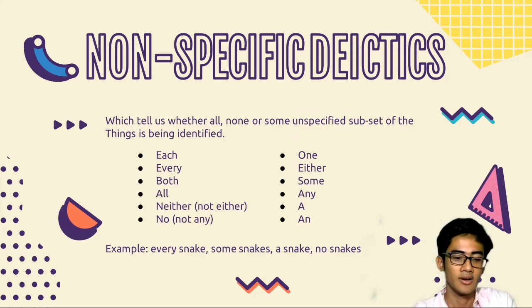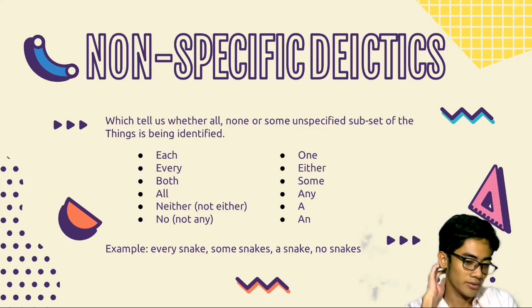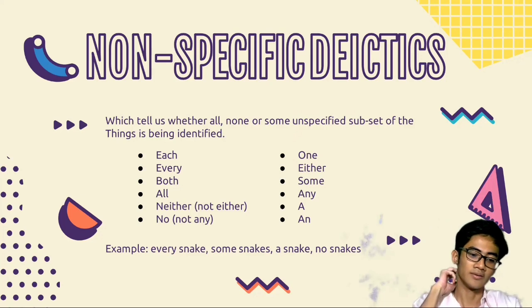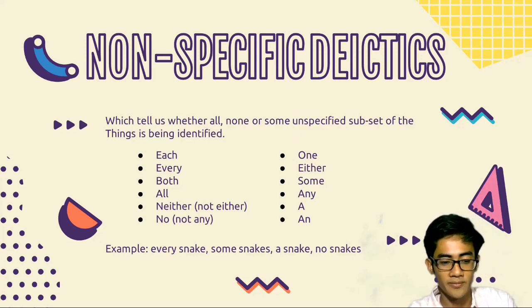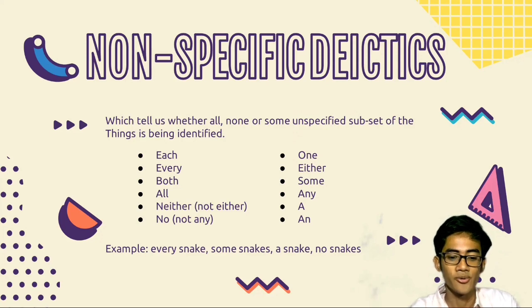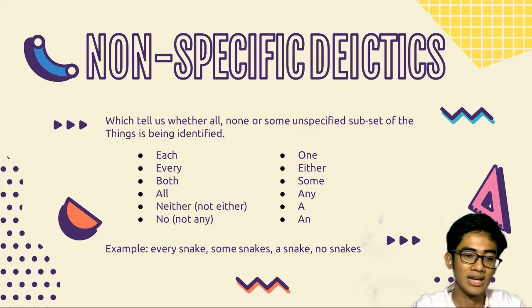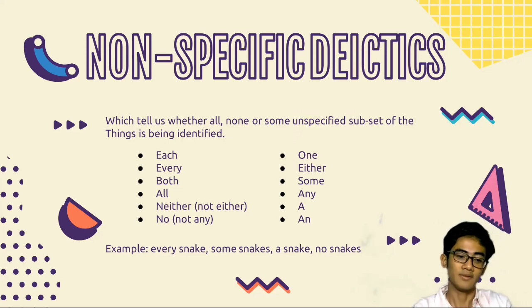Non-specific deictic. The difference between specific and non-specific deictic, as you can see on your screen, is that it tells us whether all, none, or some specific subset of the thing is being identified. Non-specific deictics include each, every, both, all, neither, no, one, either, some, any, a, and n. For example, every snake, some snake, a snake, no snake. So non-specific deictic doesn't indicate which snake we are talking about. That is the difference between specific and non-specific deictic.